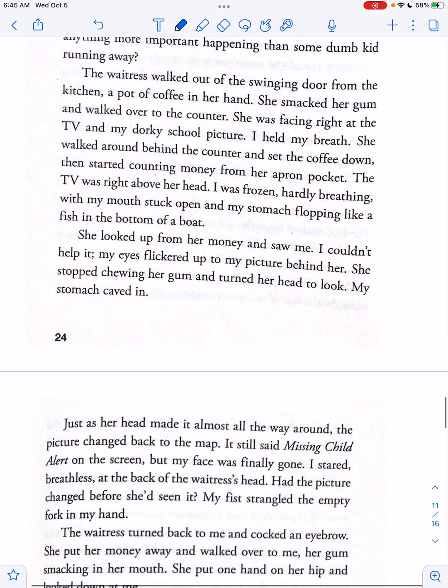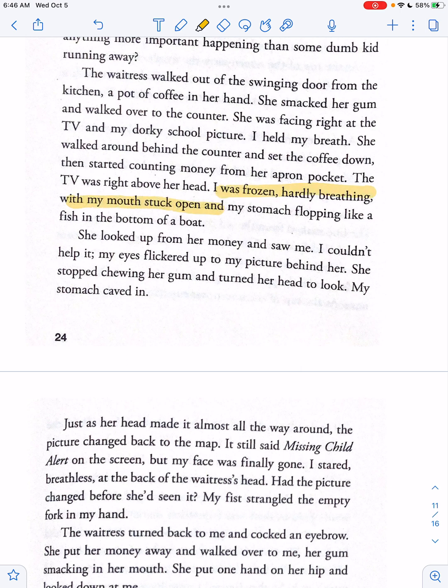The waitress walked out of the swinging door from the kitchen, a pot of coffee in her hand. She smacked her gum and walked over to the counter. She was facing right at the TV and my dorky school picture. I held my breath. She then started counting the money from her apron pocket. The TV was right above her head. I was frozen, hardly breathing, with my mouth stuck open and my stomach flopping like a fish in the bottom of a boat. She looked up from her money and saw me. I couldn't help it. My eyes flickered up to my picture behind her. She stopped chewing her gum and turned her head to look. My stomach caved in.